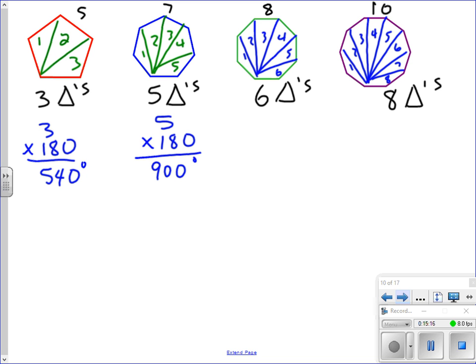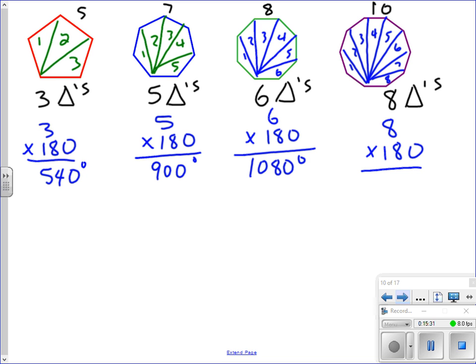An 8-sided shape would be 6 triangles, so that would be 6 times 180, which we already said is 1080. And a 10-sided shape is 8 times 180. So what's 8 times 180? 1440. Again, that's how many degrees would be inside of all of the angles inside one of these shapes.